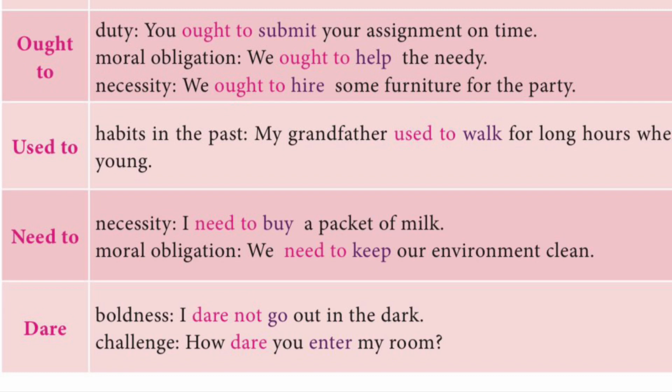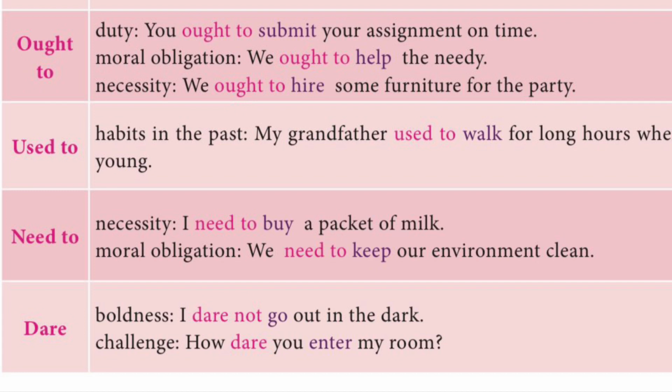Then dare. We use the word dare when we are very angry, to show our boldness when we have a challenge. We say, how dare you speak to me like that? How dare you say that? So to show our boldness. Look at the example. I dare not go out in the dark. It says not because I don't want to go. I dare not go out in the dark. And challenge: how dare you enter my room?